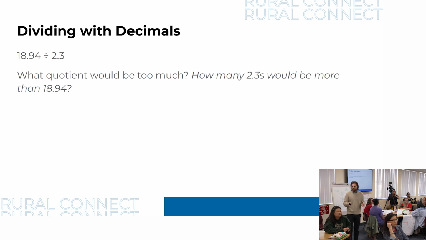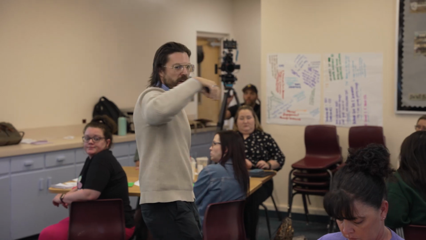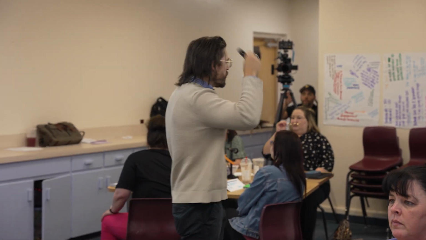All right, so I want you to think about that for about 10 seconds on your own. Think about, like, I got 2.3 and another 2.3 and another 2.3. I got a bunch of 2.3s. What's a kind of friendly number that you know that would be too much? All right, share in your groups. Share in your groups what number and how do you know?